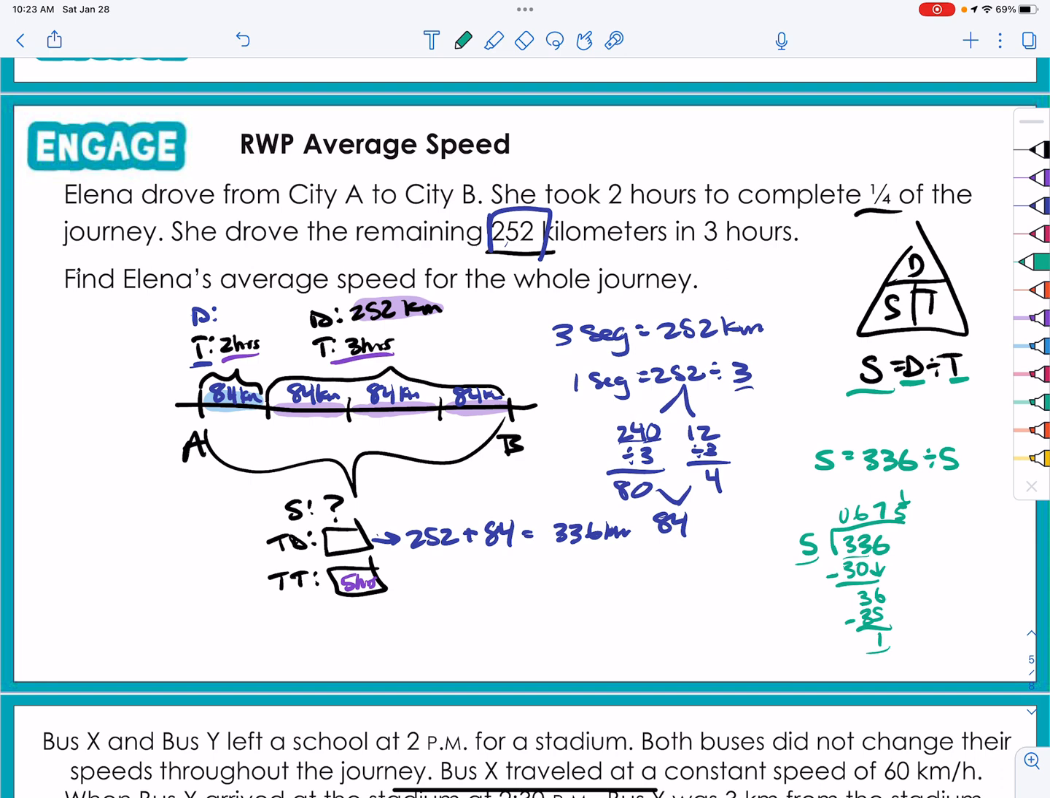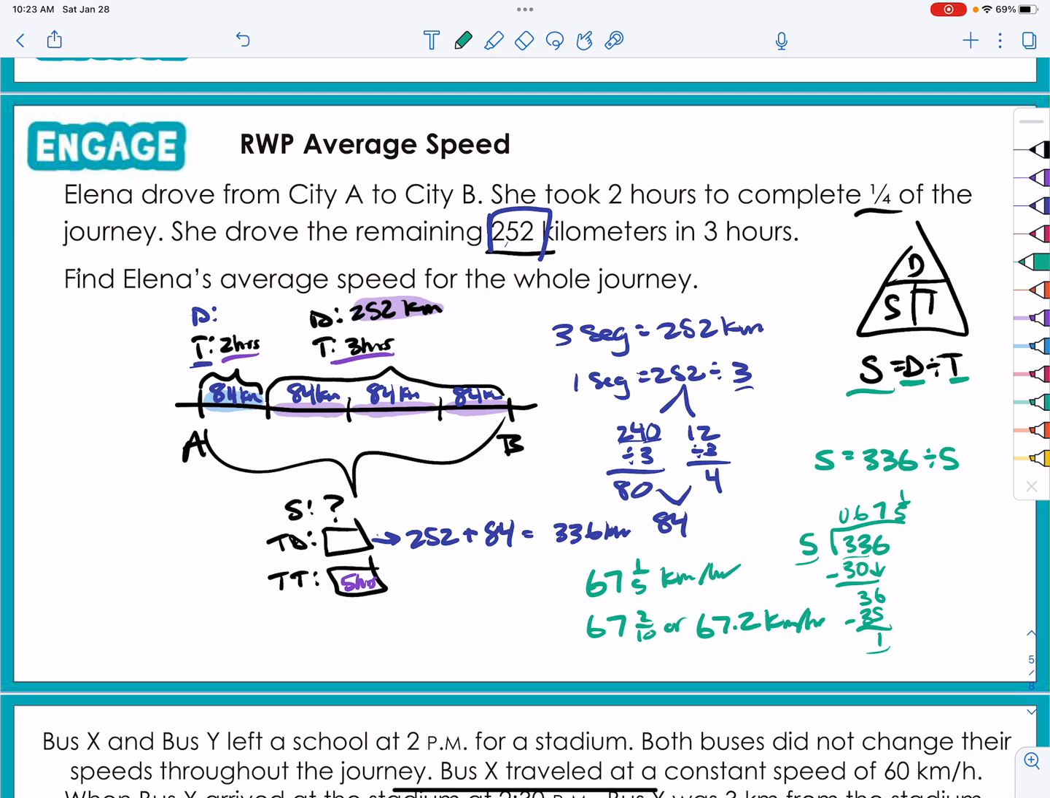So Elena's speed is 67 and 1/5 kilometers per hour. And if you wanted to, you could think of that as 2/10 or 67.2 kilometers per hour.